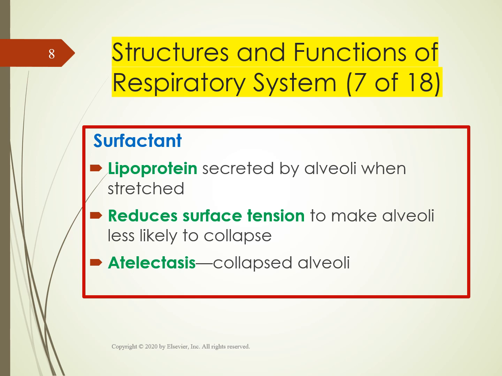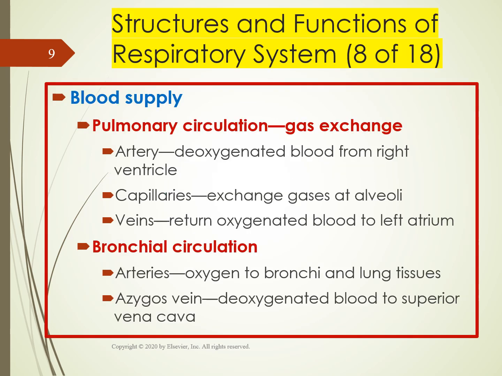Atelectasis, you see that a lot on x-rays, and it just means collapsed alveoli. So sometimes some people have some collapsed alveoli, and that will impair their gas exchange. With the blood supply, you will have the blood coming from your heart that's deoxygenated coming to the lungs. It'll go down and down to the alveoli. That's again where the gas exchange will take place.